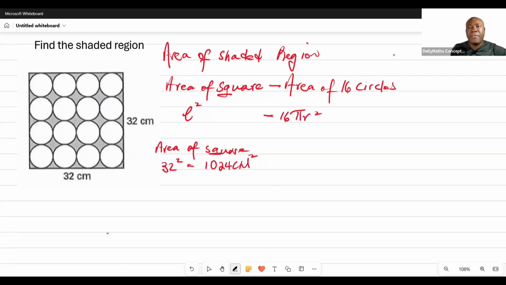Now let us find the area of one of the circles. After I find the area of one circle, I can then find 16 of them. The area of one circle is definitely pi r squared. The thing is, we need to find r. So let us analyze what's going on.